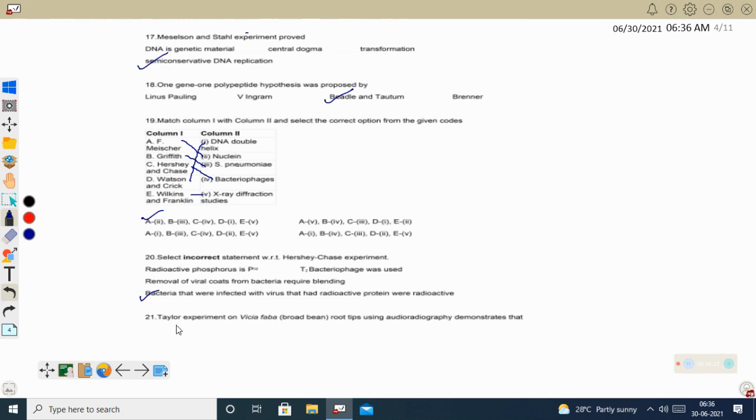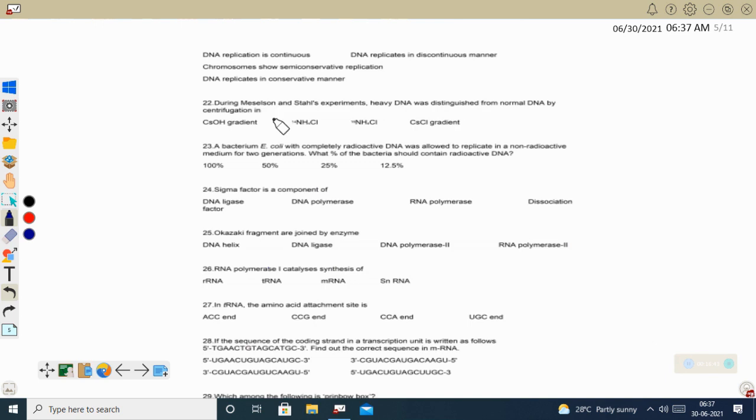Next question, Taylor's experiment on Vicia faba, that is broad bean root tips, using autoradiography demonstrated that. Taylor conducted the experiment in Vicia faba to show the semi-conservative mode of replication in DNA. So here the correct option is that the chromosome shows the semi-conservative mode of replication. The other options are: DNA replication is continuous, DNA replicates in a discontinuous manner, DNA replicates in a conservative manner. DNA replication is semi-conservative, so the chromosome shows semi-conservative replication. That is the correct option.